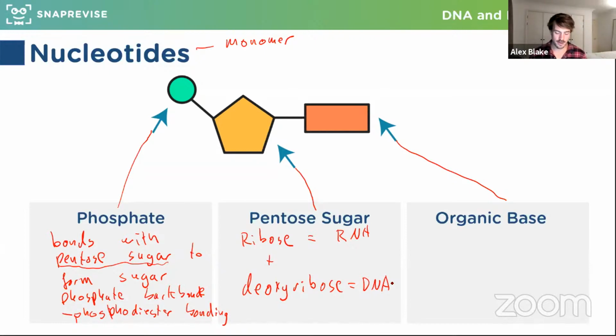You could probably work out the structure between ribose and deoxyribose. They're quite similar. Deoxyribose has got one less oxygen atom than ribose. Kind of self-explanatory in the name. Those are both examples of pentose sugars. So what do we mean by a pentose sugar? What is that?